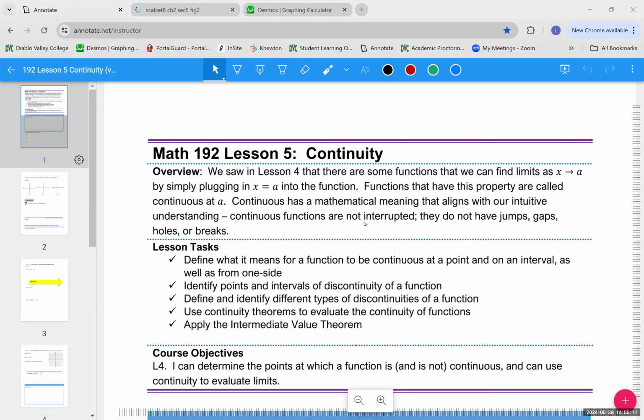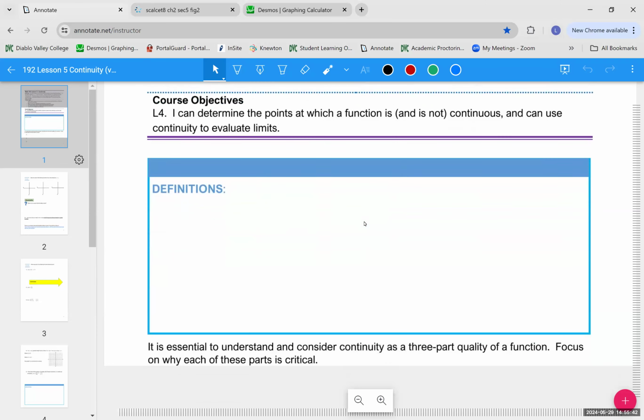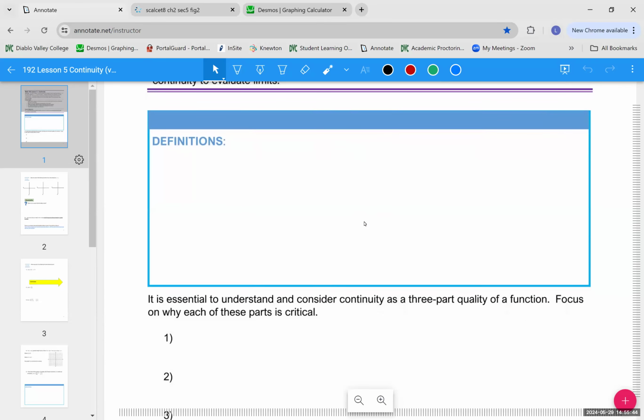Basically, if we can do that direct substitution to find a limit, then we're going to call the function continuous at that point. And it really does line up with your intuitive understanding of what continuous means. It's not interrupted, no jumps, no gaps, no holes, no breaks. It's continuous. So your general idea of what continuity would be is probably a pretty useful place to start. So we'll go ahead and start with a couple of definitions.